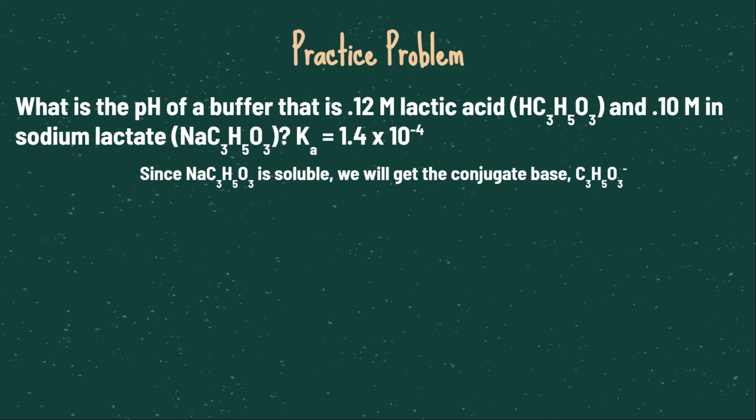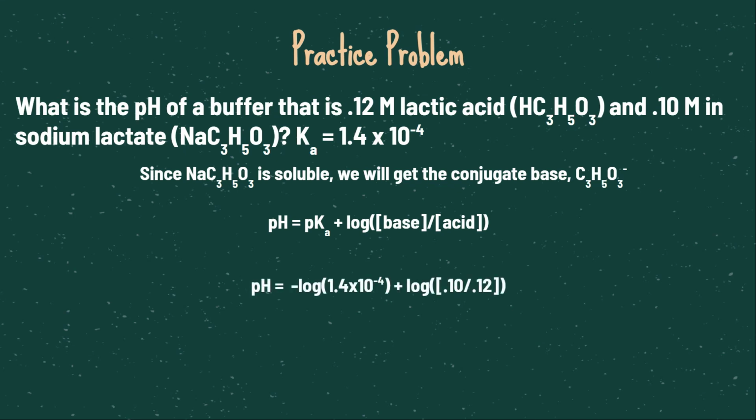So as a result, we're just going to take the information and plug it into our Henderson-Hasselbalch equation. pH equals pKa plus the log of the base over the acid. I plug in my numbers. So pH, remember pKa is the negative log of the Ka value. It is 1.4 times 10 to the negative fourth. We're going to add the log of the concentration of the base, 0.10, divided by the concentration of the acid, 0.12. And what we end up with is a pH of 3.77. So again, pretty straightforward to go ahead, plug in, and solve.